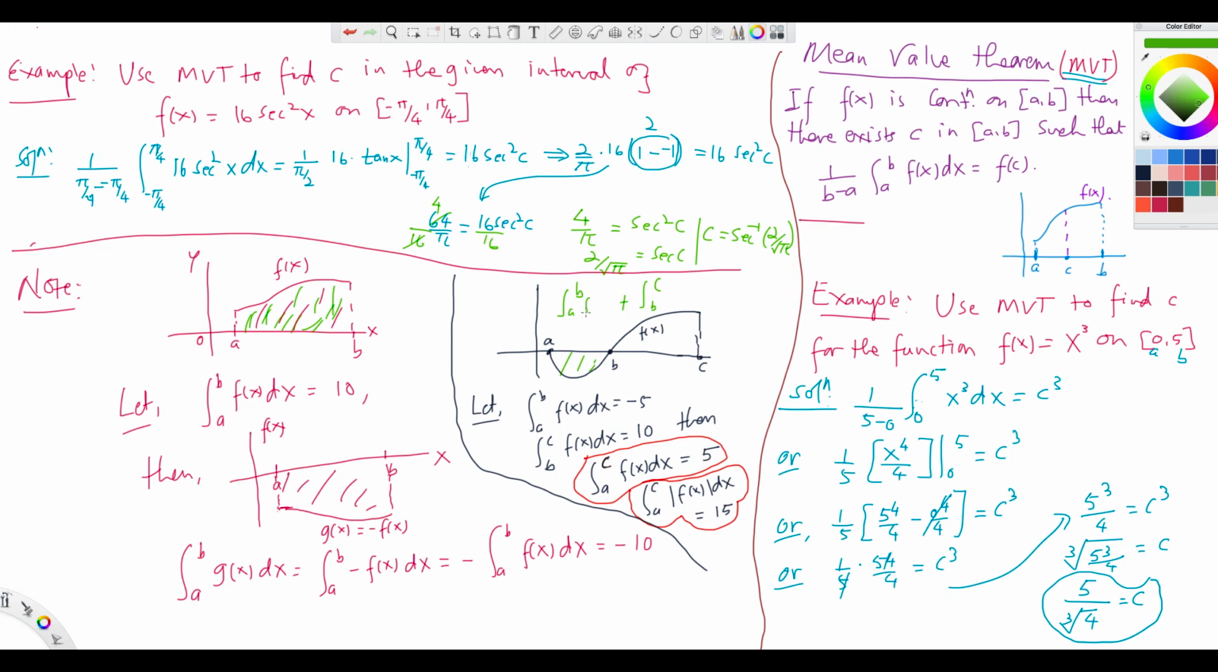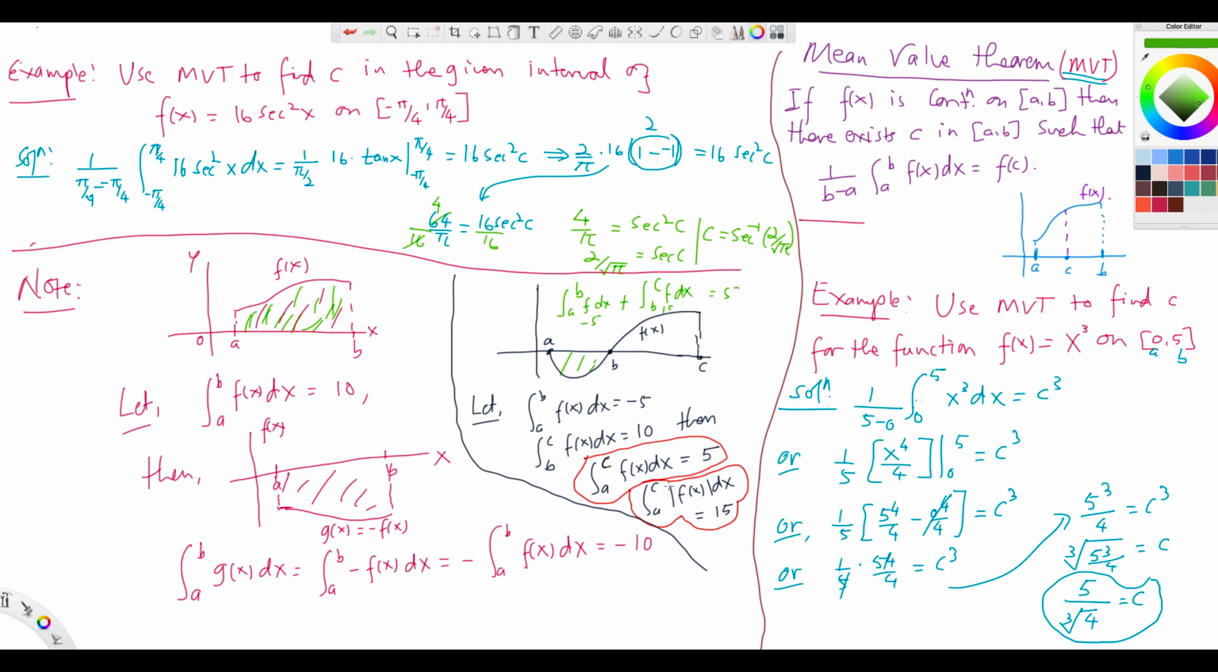Some part of f is below the x-axis and some part of f is above the x-axis. That's why if you want to find the total integral of f of x between a and c, you break it, separate what is below the x-axis and what is above the x-axis, and then you add them. So this is negative 5 and this is positive 10. If you add that, you will get positive 5. This is how you get that.